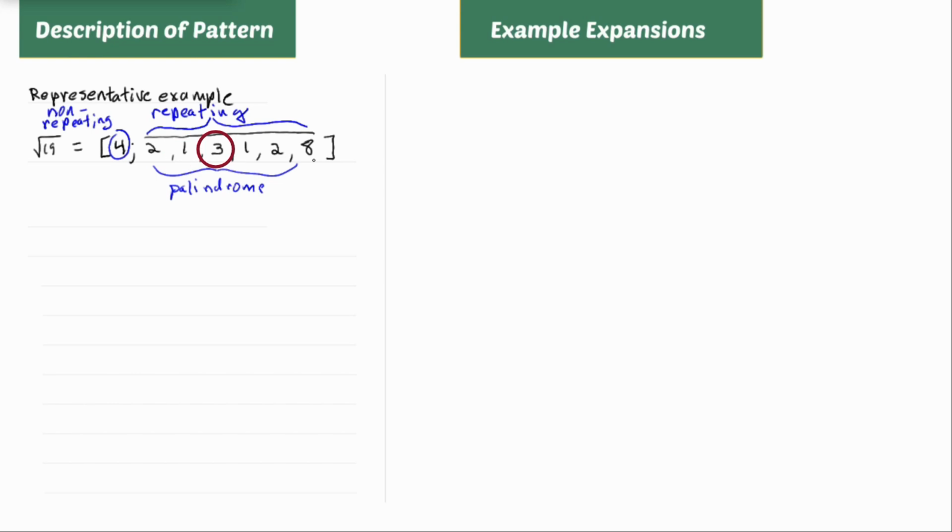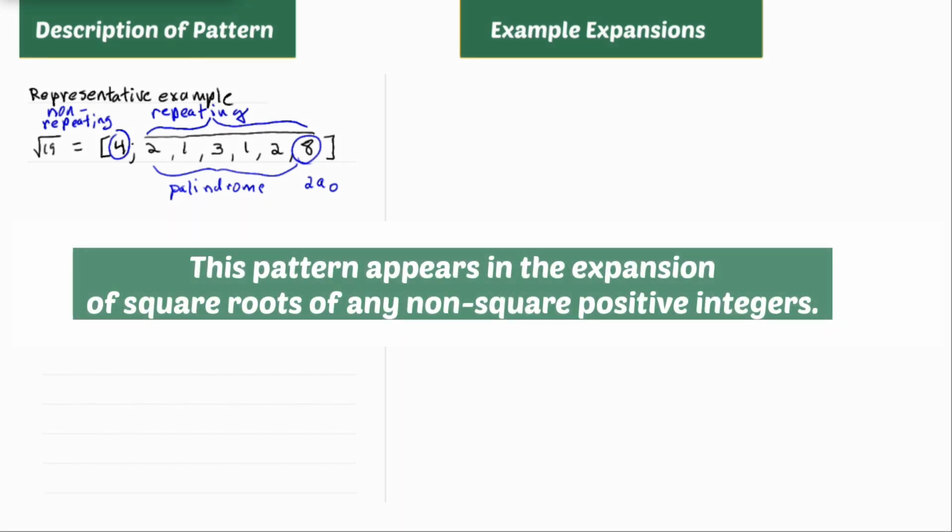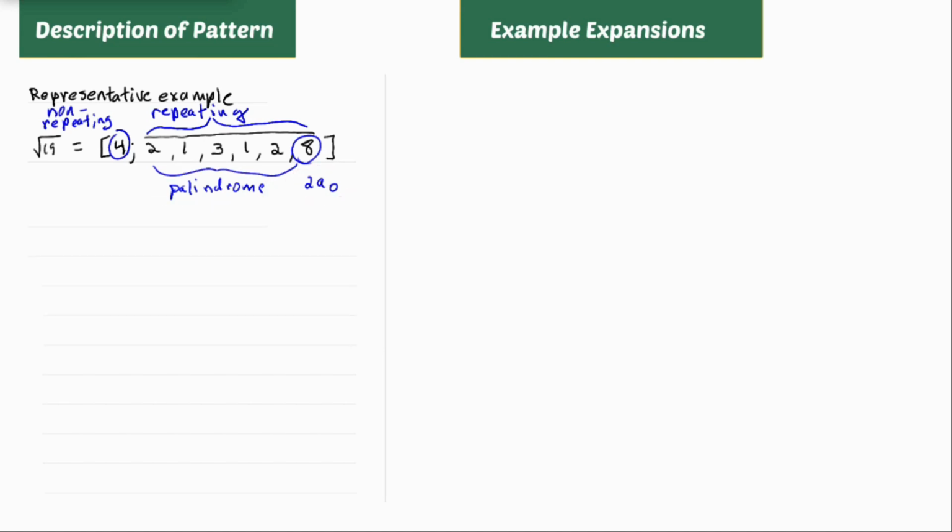2, 1, 3, 1, 2, 2, 1, 3, 1, 2. And the last term is twice A0. In this case, 8 is twice 4. It's hard to believe, for me at least, that if we take the square root of any non-square positive integer and expand it into a simple continued fraction, the same pattern will appear. The initial term is non-repeating, and the repeating part includes a palindrome, followed by a final term that equals twice the initial term. Let's jot down a general characterization of this pattern.